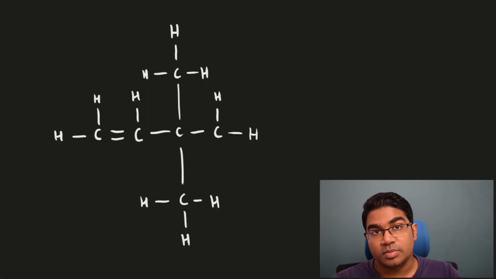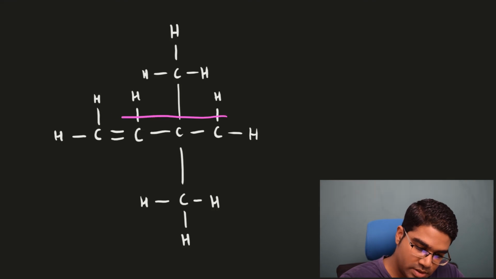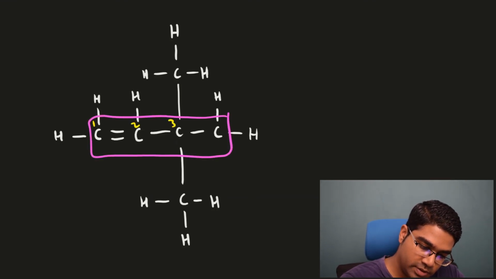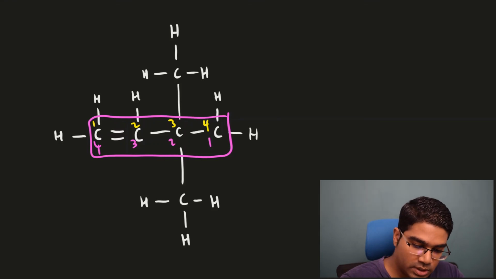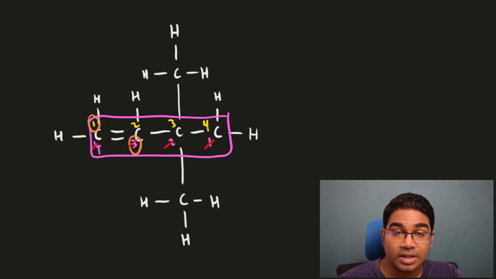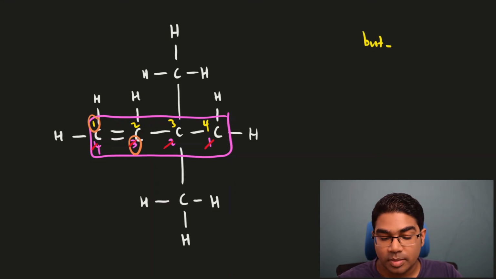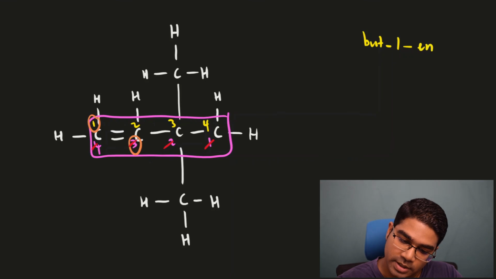What if the branches were on the same carbon? Let's look at this molecule. The longest chain would be this. So let's number this 1, 2, 3, 4 or 1, 2, 3, 4. We would be choosing either 1 or 3. We are going with 1 since it is smaller. So the base has 4 carbons, so but-. The position of the CC double bond is at 1, so but-1-ene.